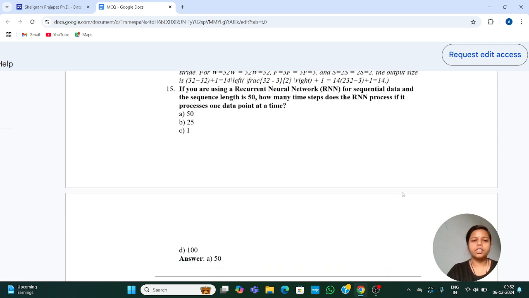And next question is, if you are using a recurrent neural network, RNN, for sequential data and the sequence length is 50, how many time steps does the RNN process if it processes one data point at a time? The answer to this question is 50, option A.